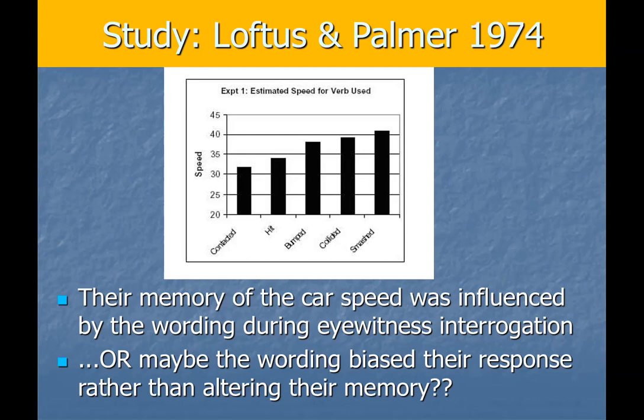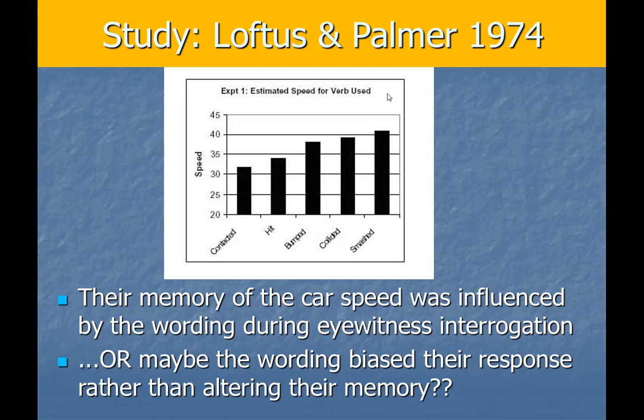Maybe there's a confound here. Maybe an alternative explanation for these results is just that the wording, whether contacted, bumped, smashed, whatever, just biased their response. In other words, it biased them to give a higher number or a lower number rather than actually having them remember the cars traveling faster. Those are two different ways to interpret these results where we get these numbers.